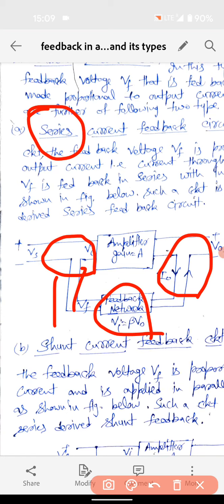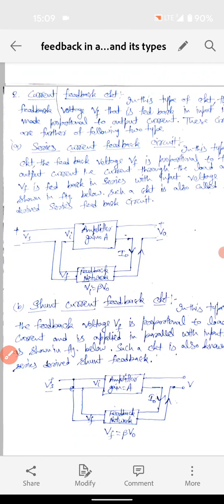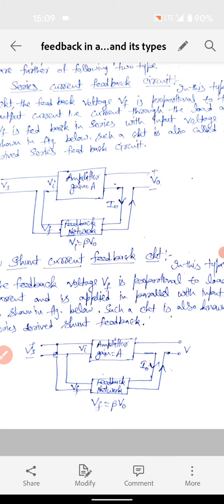And corresponding to this current, a fraction of voltage is fed into the input but in series. This is how we made this series connection. I hope you understood. And similarly, then we have the other one, which is the shunt current feedback circuit, and for this the diagram is like this.